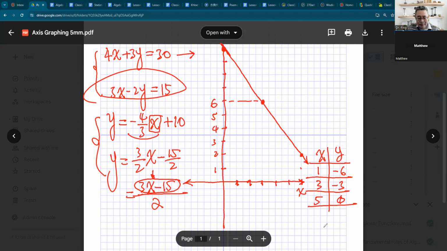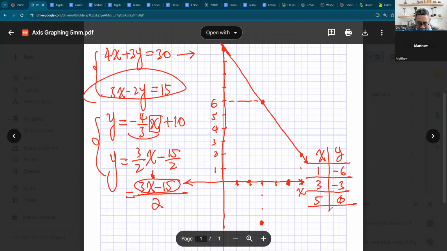Good. Okay, so the other one, we got 1, negative 3, 6. So it's kind of below that. So I'm just picking 3, negative 3. So go 1, 2, 3, negative 3. The other one is 5, 0, counting 1, 2, 3, 4, 5, 0. Good.